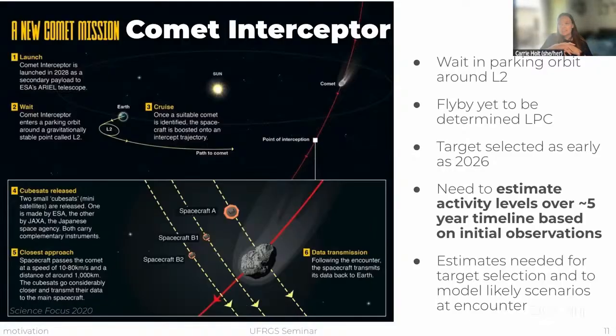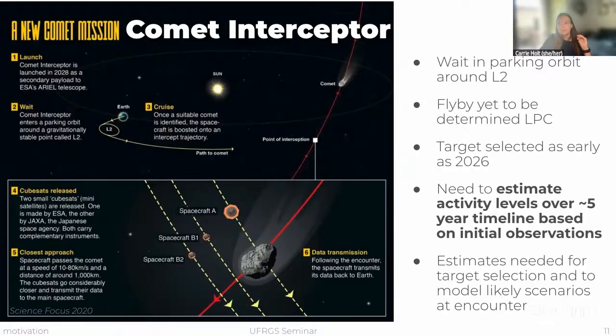And the launch, I think the latest date is 2029. But this means that if the comet will take several years to get close to us, we could potentially find a target starting now. But it's important that we estimate these activity levels over, on average, a 5-year timeline based on these initial observations.